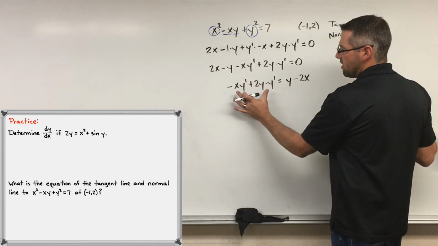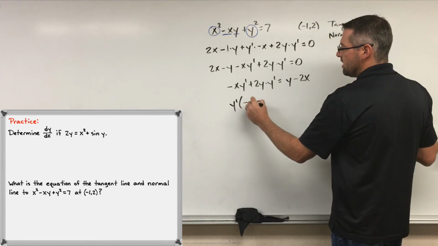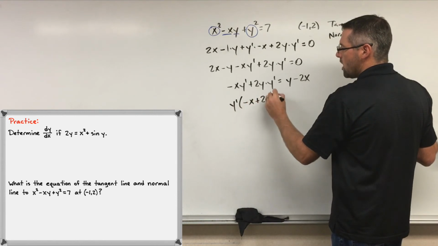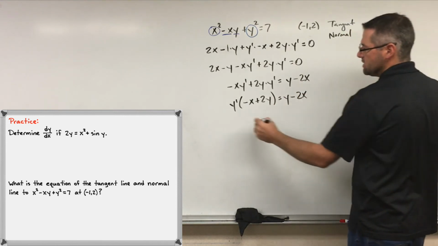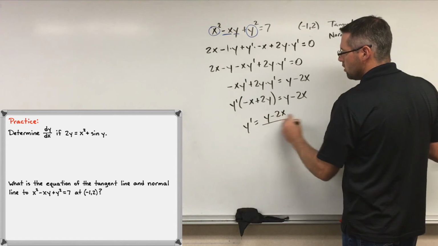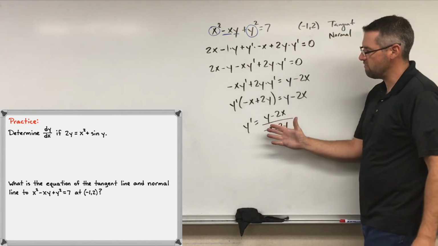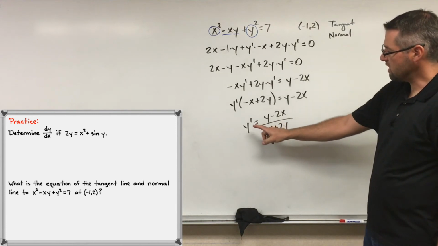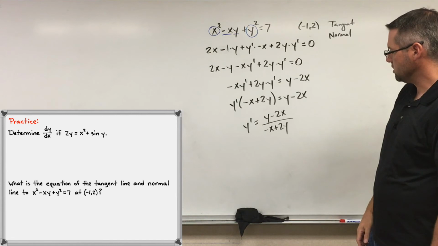Then I notice that I have a common factor of y prime there. So I'll factor that out, and I end up with negative x plus 2y left over. And then to get y prime by itself, we would say y prime equals y minus 2x over negative x plus 2y. And so there I have the equation that gives me the derivative of that equation up there.